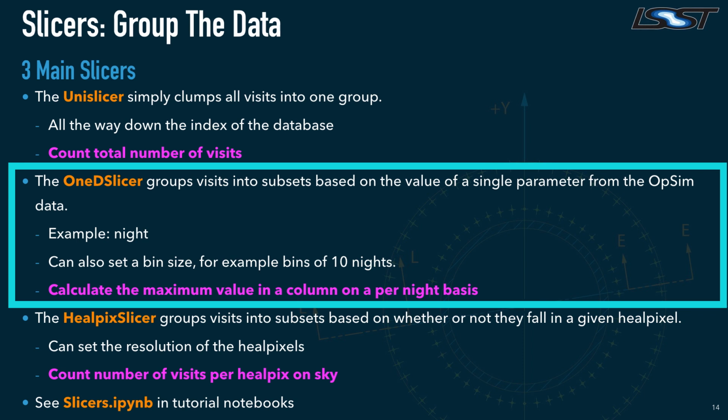And so what we're going to look at here is calculating the maximum value of a column on a per-night basis. That's the example I'd like to walk through with everyone here. And again, you can look at the slicers tutorial notebooks to get more information about this and see how to use these to produce the science that you'd like to see.